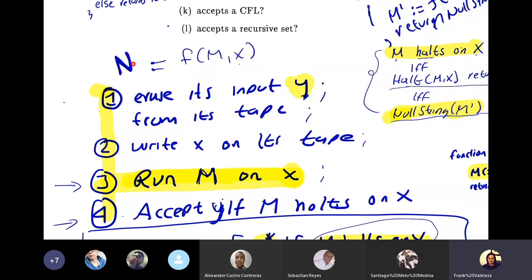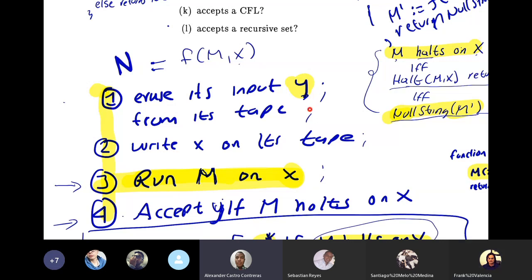I'm going to create a machine N from M and X. This machine N does the following. The first thing it does is remove whatever input Y gets from its tape. Do you understand this? N is a machine that first removes whatever input it gets. It puts blank symbols. Okay?